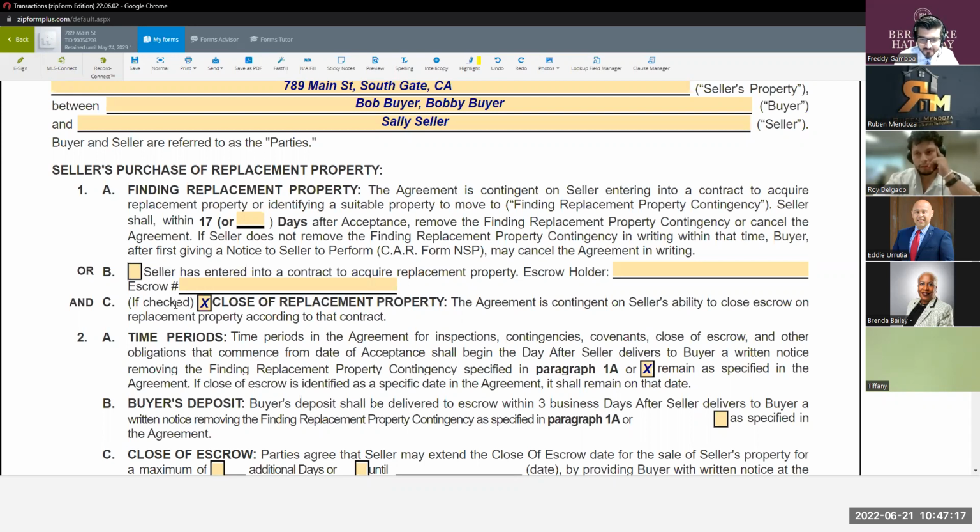Yes. If it's 29 days or less, it's CAR form SIP, Seller in Possession. If it's 30 days or more, then it's CAR form RLAS, Rent Lease After Sale. SIP, 29 days or less; 30 days or more, RLAS.